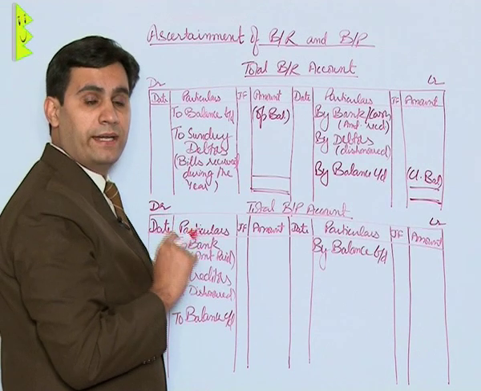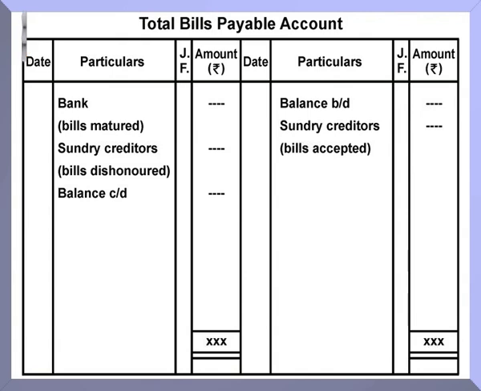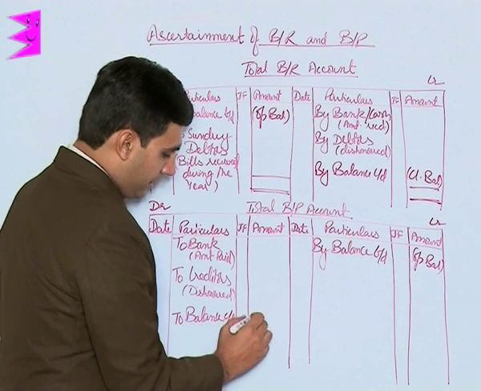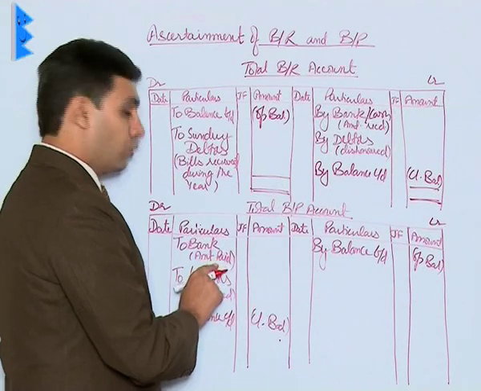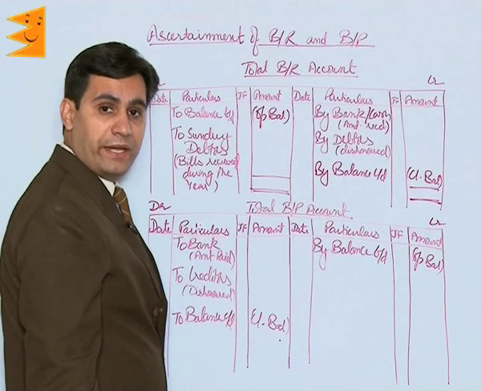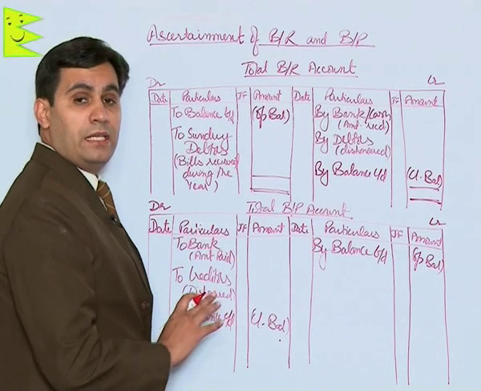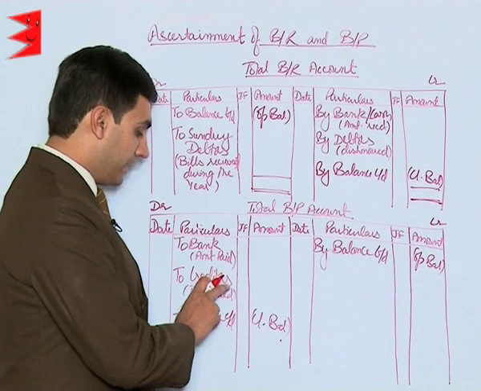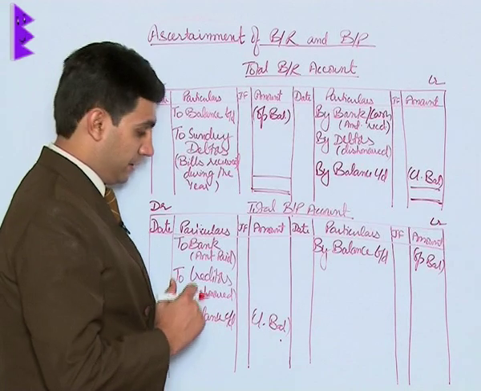or total debtors account. On the same lines, bills payable account is here. This balance brought down represents opening balance, and this balance carried down represents closing balance. To bank here represents amount paid during the year. To creditors here represent any amount of bills payable that has been dishonored during the year. So creditors, because the liability is again payable to creditors.